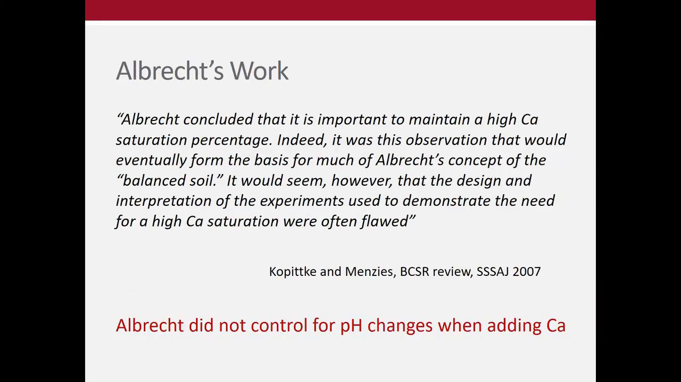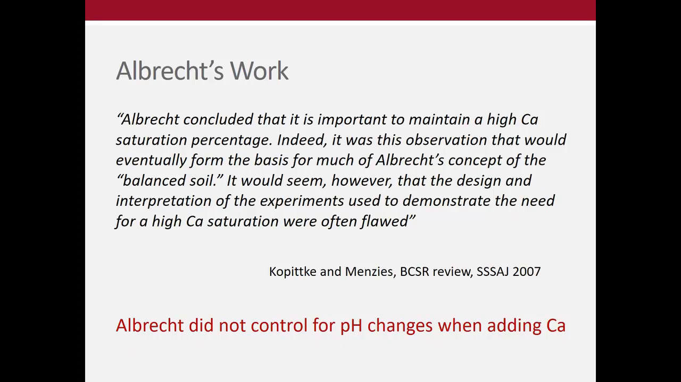If you care about these sorts of things, about 10 years ago, a review paper was published in a soil science journal. And these authors concluded that, well, we can read it, of course. Can you read that in the back, Sam? It's probably kind of small, right? It says, Albrecht concluded that it's important to maintain a high calcium saturation percentage. Indeed, it was his observation that would eventually form the basis of the whole concept of soil balancing. It would seem, however, that the design interpretation was flawed because Albrecht did not often control for pH when he did his experiments, right?